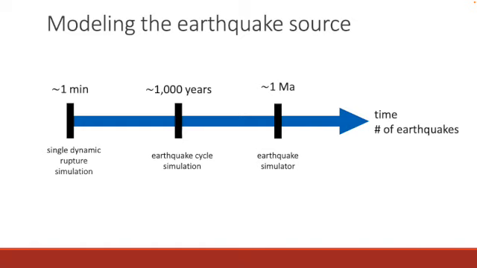In contrast with single dynamic rupture simulations, earthquakes spontaneously nucleate in earthquake cycle simulations. They don't have to be forced. Additionally, after an initial spin-up period, earthquake cycle simulations have no dependence on initial conditions and instead become self-consistent. Similarly, the simplifying assumptions made by earthquake simulators make them ill-suited to studying interseismic physical processes in detail.